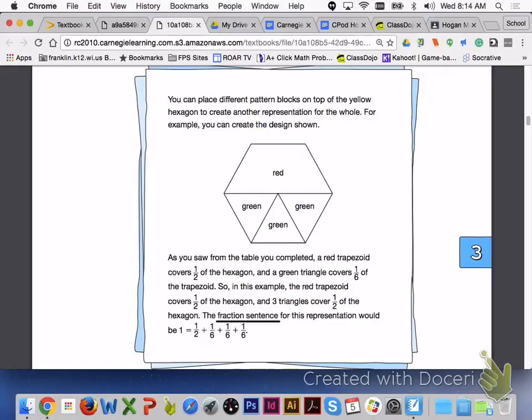At the top of page 115, you can place different pattern blocks on top of the yellow hexagon to create another representation for the whole. For example, you can create the design shown. As you saw from the table you completed, a red trapezoid covers 1/2 of the hexagon, and a green triangle covers 1/6 of the hexagon. So in this example, the red trapezoid covers 1/2 of the hexagon, and 3 triangles cover 1/2 of the hexagon. The fraction sentence for this representation would be 1 whole is equal to 1/2 plus 1/6 plus 1/6 plus 1/6.